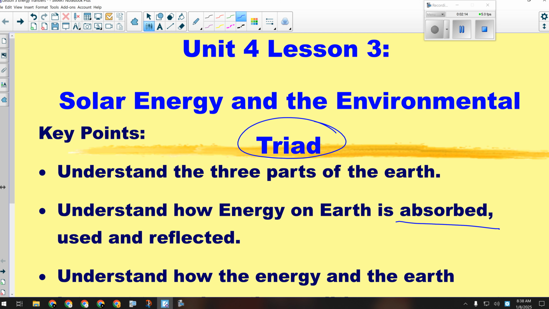So when light strikes the Earth's surface, three things can happen to it. It could be absorbed. It could be used. Sometimes we also say converted. And it could be reflected. Those are the three fates of light when it strikes the Earth's surface. What's the only thing on Earth that can actually convert sunlight into something else that is not artificial?